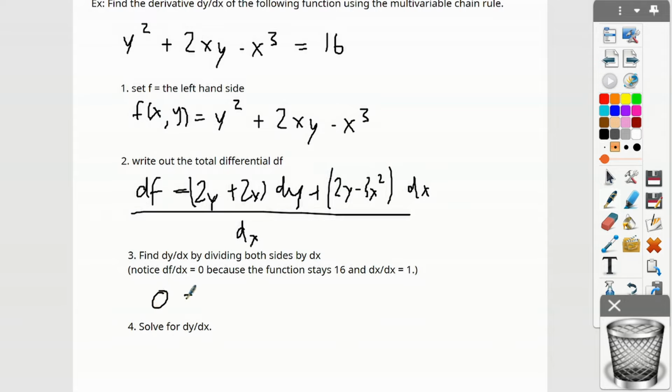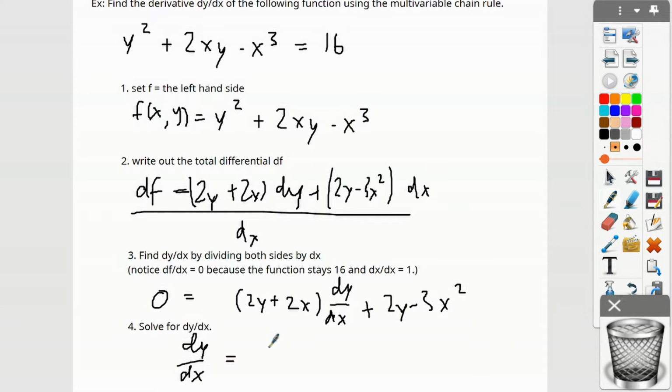So 0 is equal to 2y plus 2x times dy/dx, and then plus 2y minus 3x squared right here. dx over dx is 1, right? Because the same thing divided by itself is 1. So it's 2y minus 3x squared. Now solve: dy/dx equals 3x squared minus 2y.